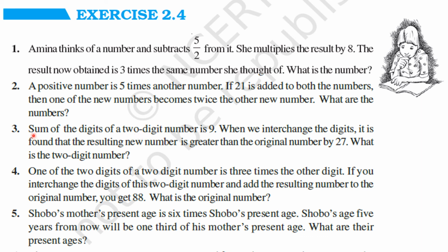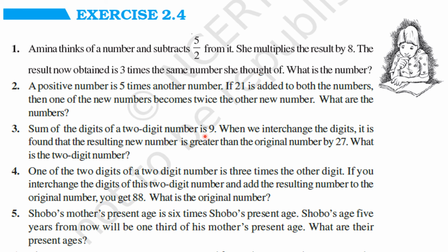Read it one more time. The question is: the sum of the digits of a two-digit number is 9. So you have to think, if you take the unit digit as x, then the tens digit will be 9 minus x. If you want to check, you can check also. If you add x plus 9 minus x, you will get 9 as the answer. So this assumption is correct.